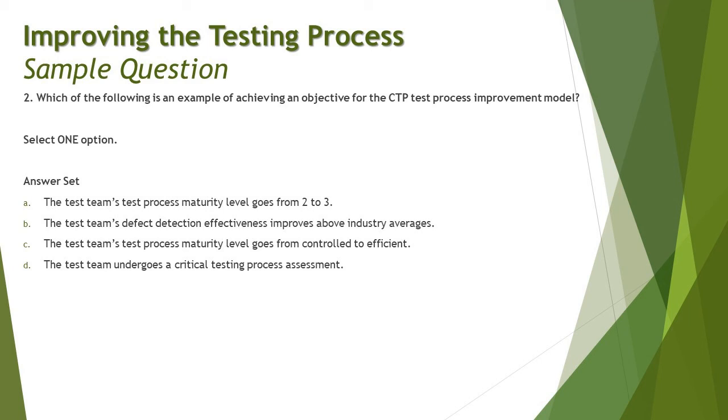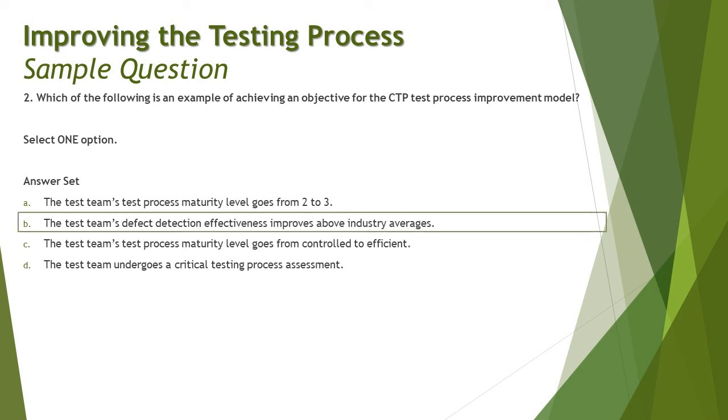And coming to D, the test team undergoes a critical testing process assessment. Why is that incorrect? The assessment is part of the scope of the CTP model, but it is not an objective, except maybe for the consultant doing it. So that's where we can declare that it's not the right answer. So the right answer with the proper justification is B. The test team's defect detection effectiveness improves above industry averages, because CTP gives a benchmark for that.